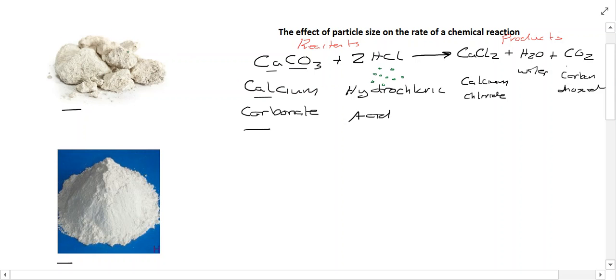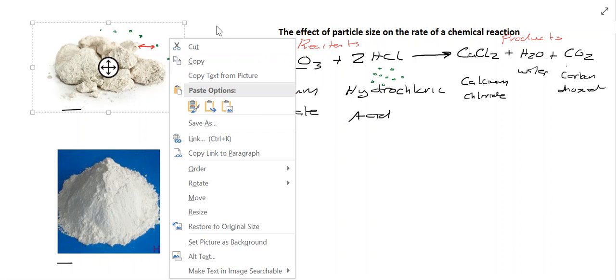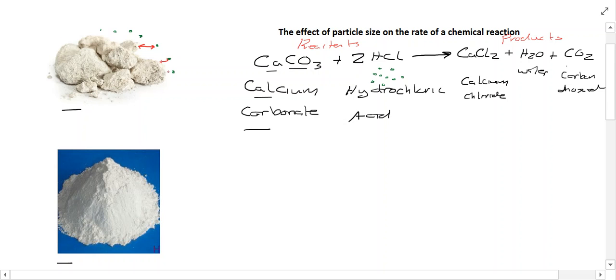Now, if we think about what has to happen for a chemical reaction to take place, there has to be contact between, in this case, the calcium carbonate and the hydrochloric acid. So imagine we put these in contact with each other. This is a solid and the hydrochloric acid is a liquid. In order for these to react, they physically have to come into contact with each other in order for a reaction to take place.